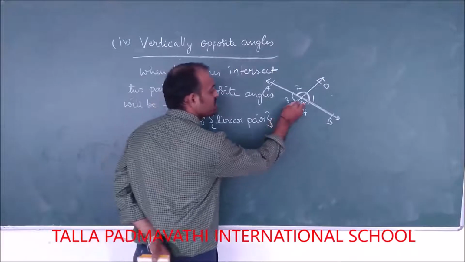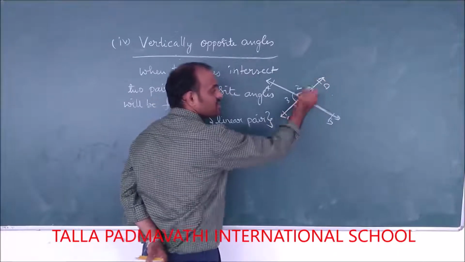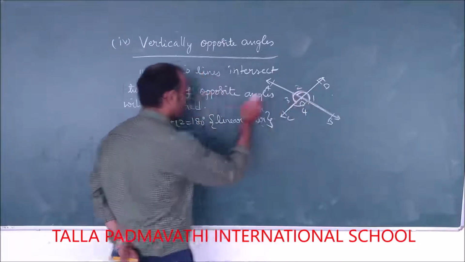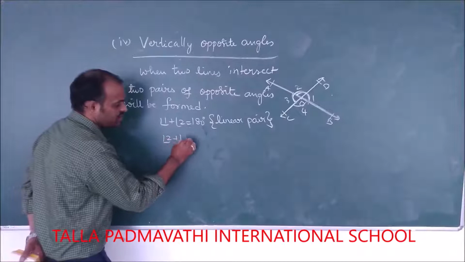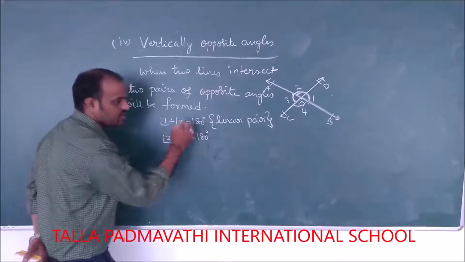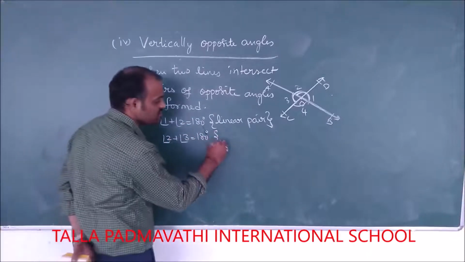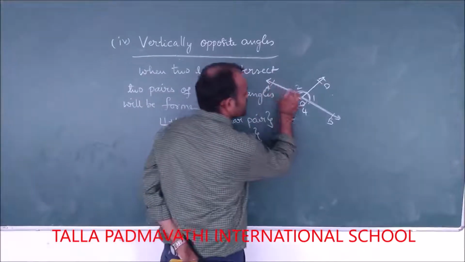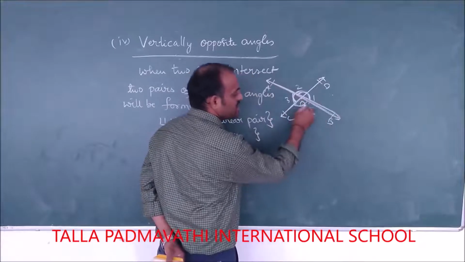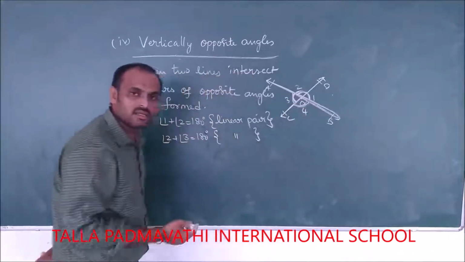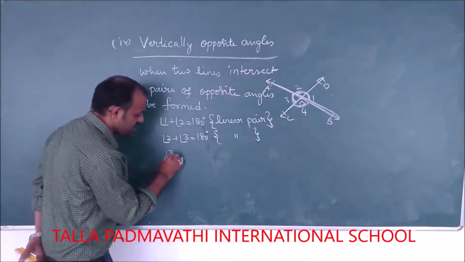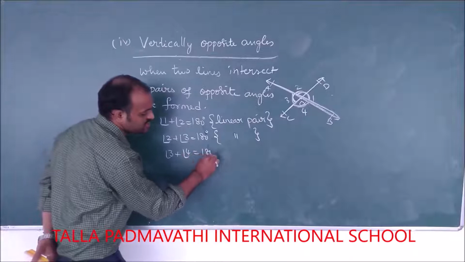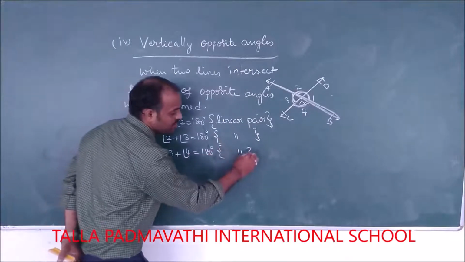Similarly, if you see this line, CD is also a straight line. A straight line makes 180 degrees. That means if I add angle 2 and angle 3, I will get 180 degrees. They are also a linear pair. Next, AB is a straight line, so if I add these two angles, still I get the same 180 degrees. Reason? Same, they are a linear pair.